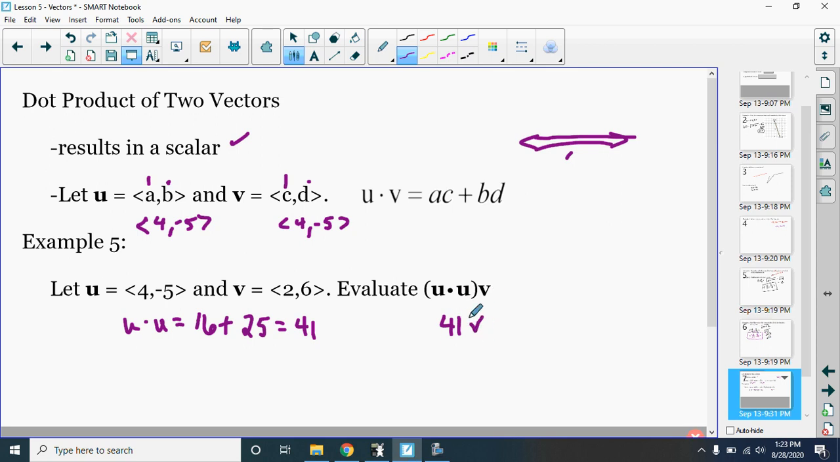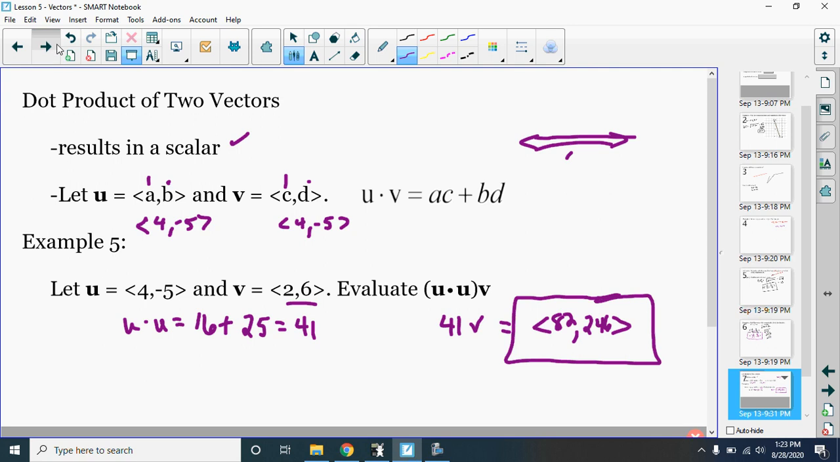Now I have a scalar times a vector. That's going to give me a vector. All we need to do is take vector v and multiply it by 41. And whatever 41 times 6 is, 246. And that's it. That's vectors.